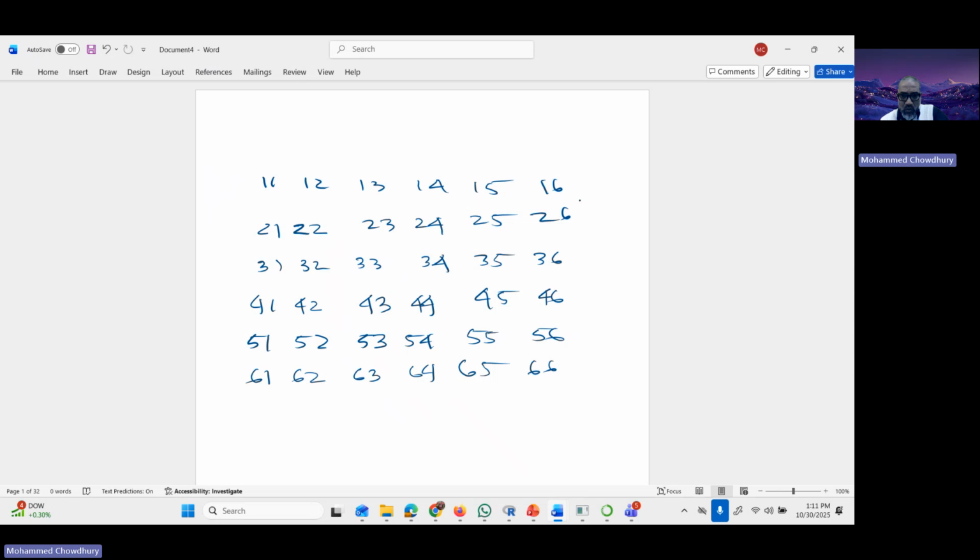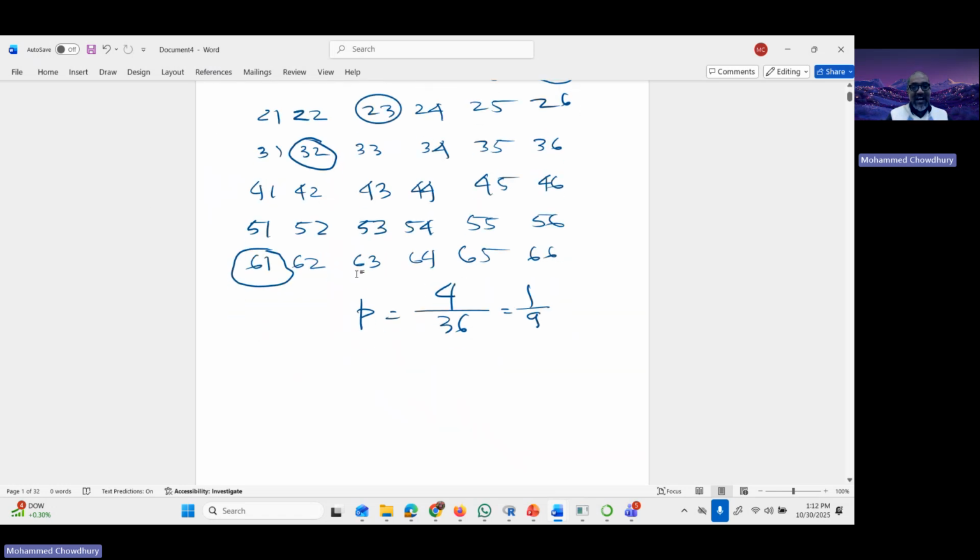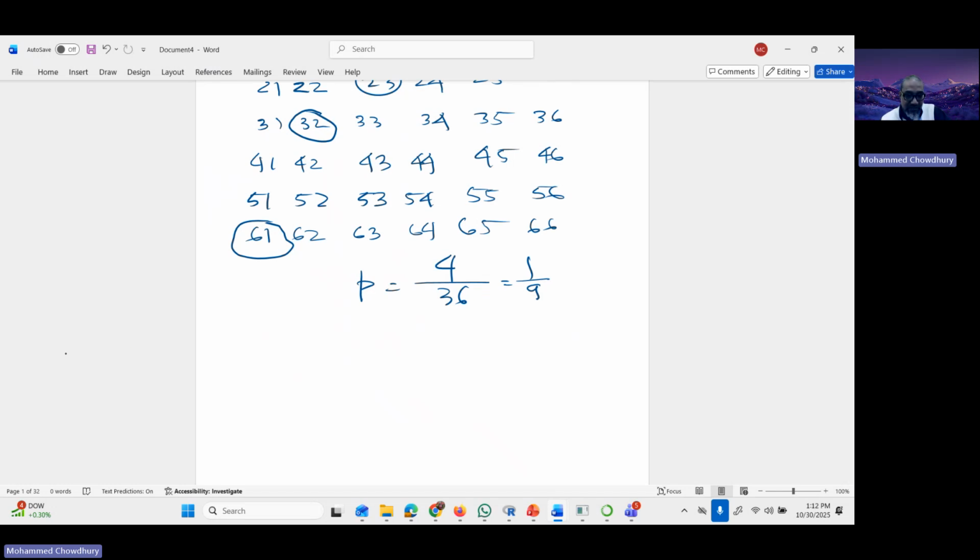This is one sample point where the product could be 6. This is another sample point where the product could be 6. This is 2 3, and this is also a sample point where the product could be 6. So that means 4 out of 36 sample points. So p, the probability of appearing of one of the sample points, is 1 over 9. So now I am tossing the 2 dice 5 times.